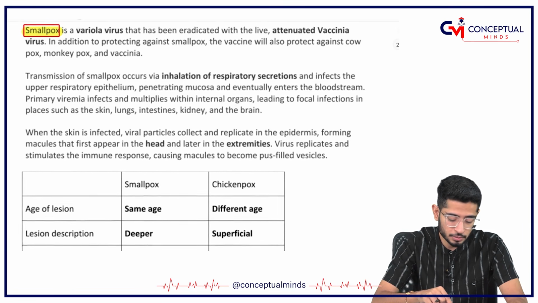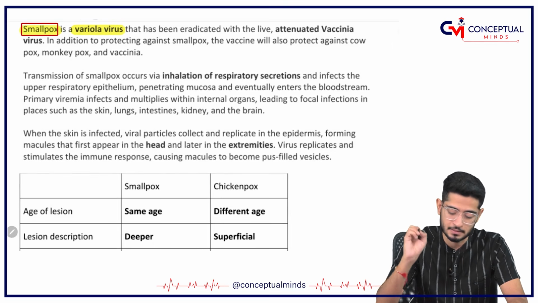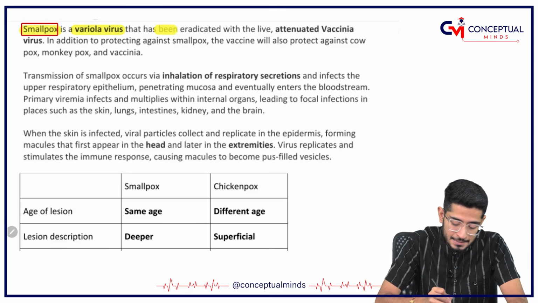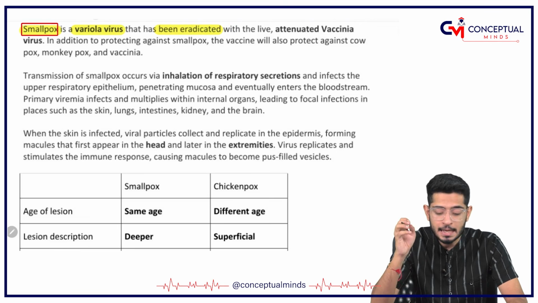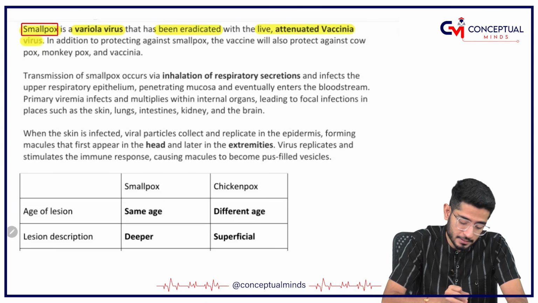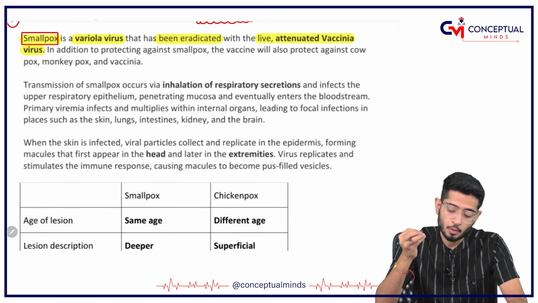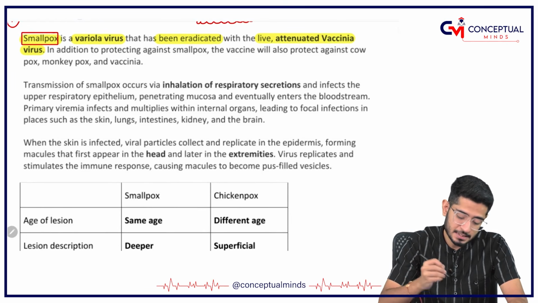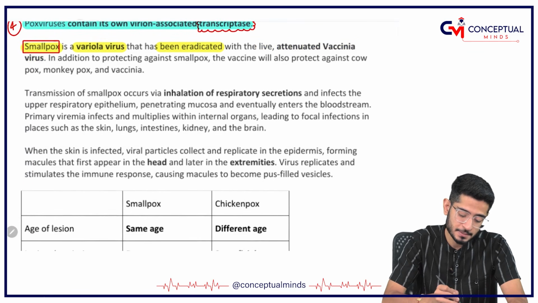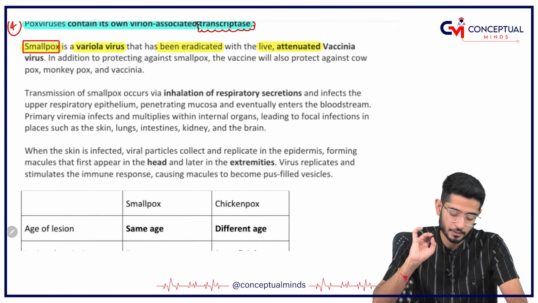Now coming on to the specific topic, smallpox. Smallpox is also called variola virus, okay. Smallpox, that is called variola virus, has been eradicated with the live attenuated vaccinia virus vaccine, okay. Or you can just remember that it has been eradicated with the help of a live attenuated vaccine, okay.